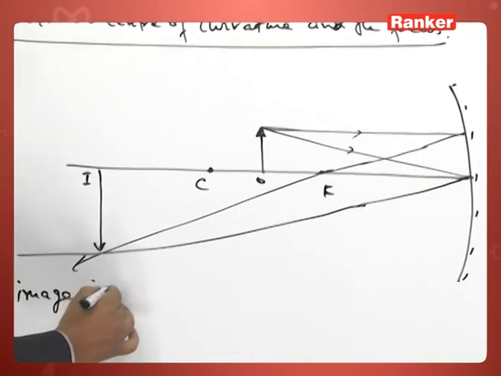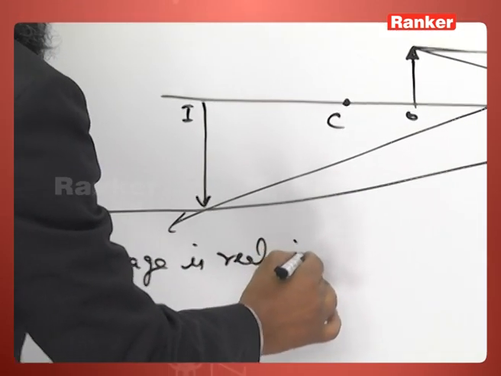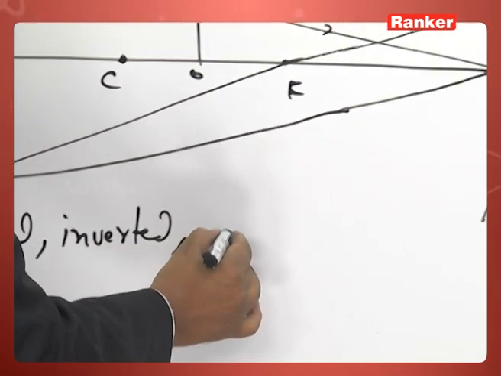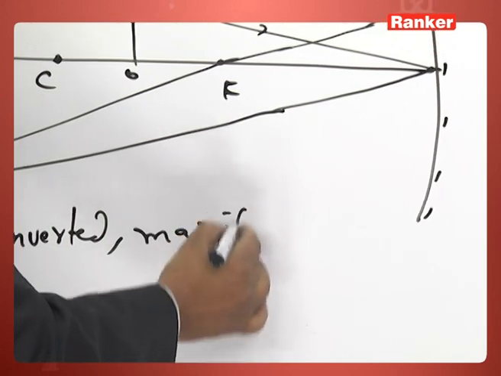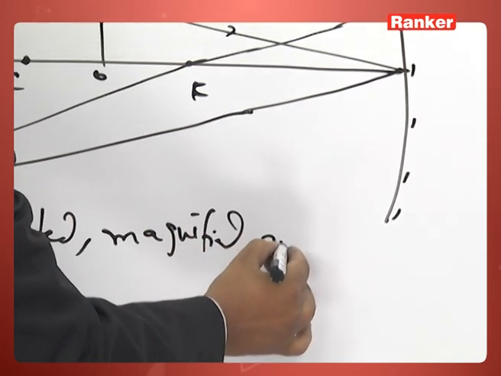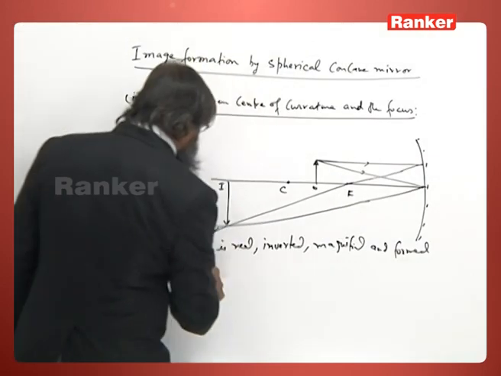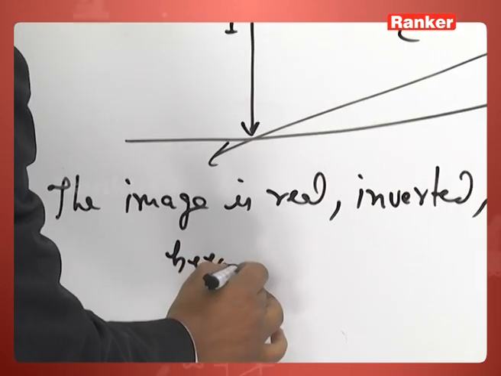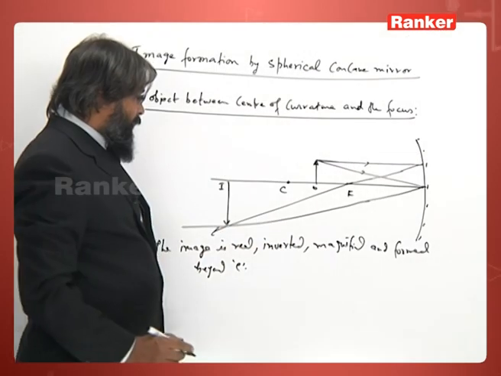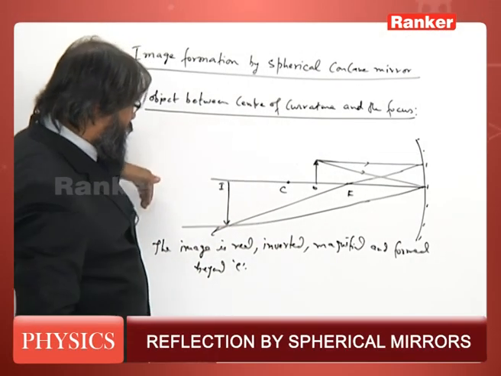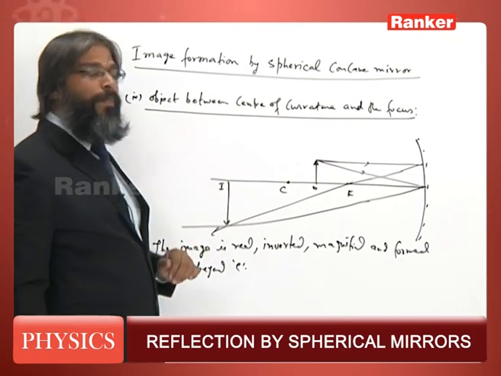The image is real, inverted, magnified and formed beyond C. The image is inverted beyond C and it is highly magnified.